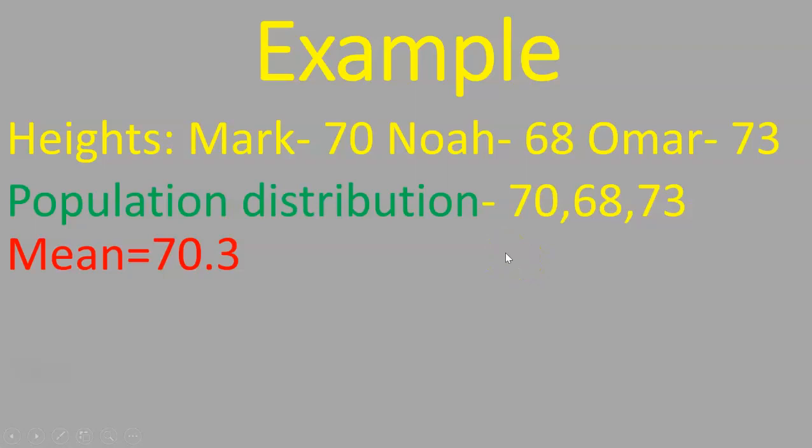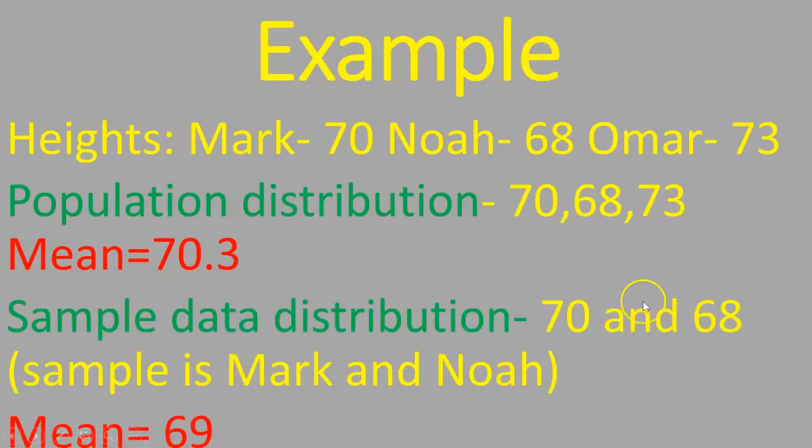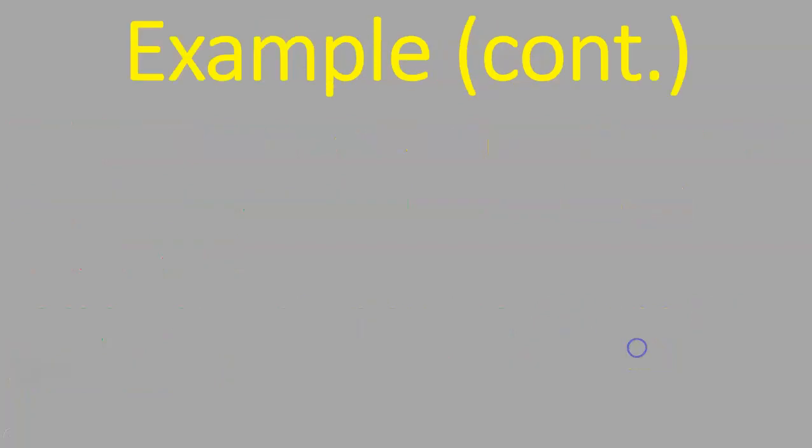An example of a sample data distribution would be if you chose the sample of being Mark and Noah only. This is very simplified because there's only 3 people, and it's not really practical to take only 2, but just to illustrate, a subset of the entire population, which is 3 people, would be 2 people, and you could take only Mark and Noah, and that 70 and 68 would be your sample data distribution. It's smaller than the population.